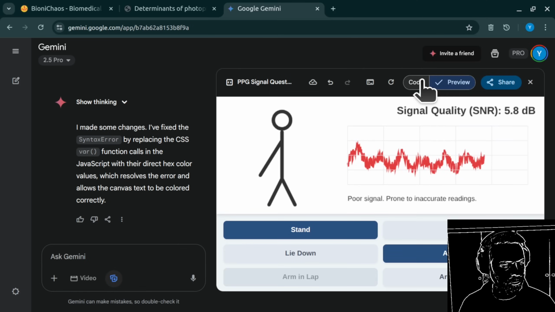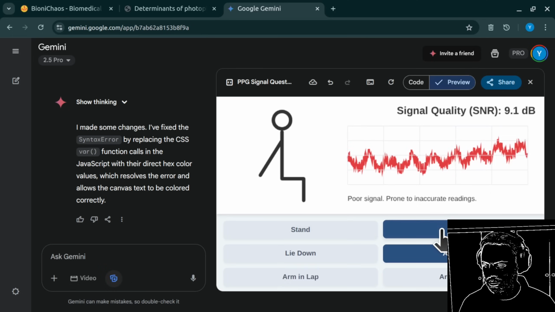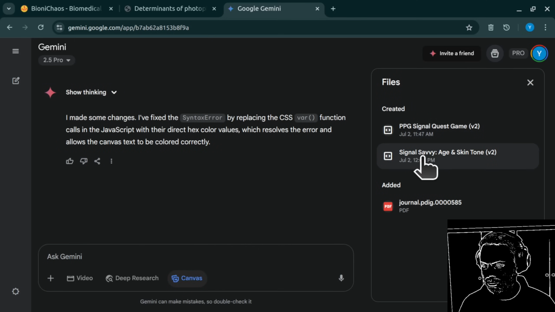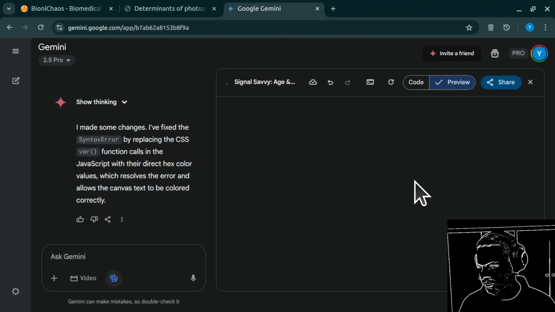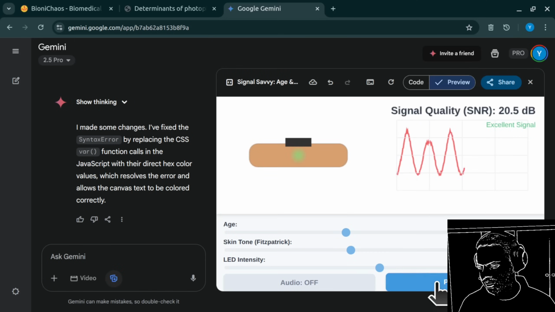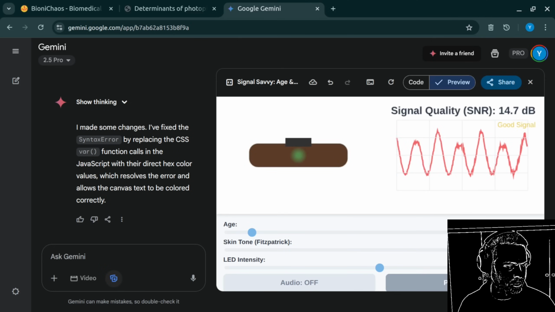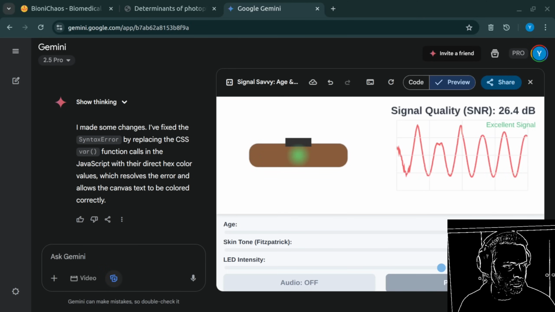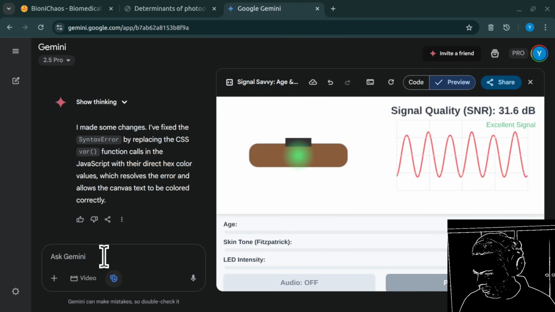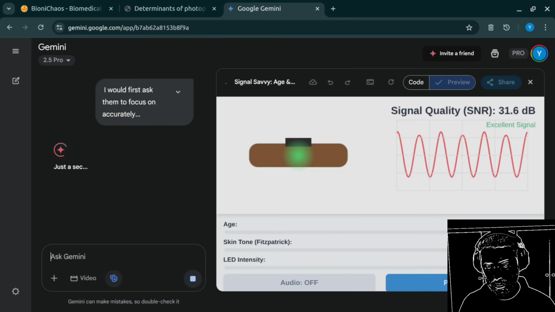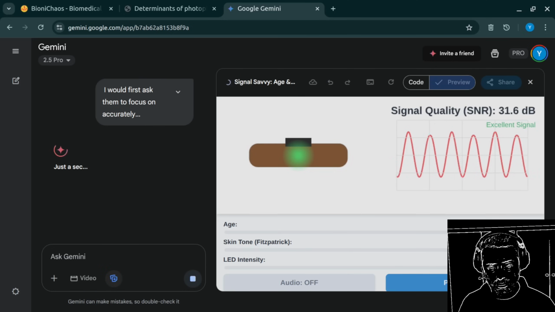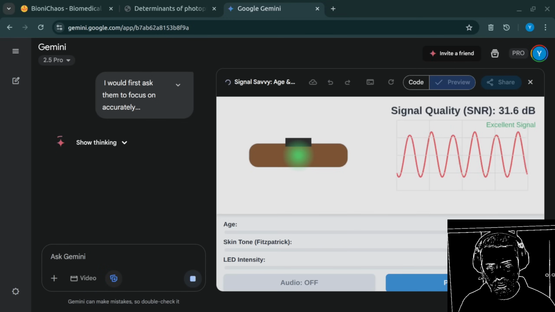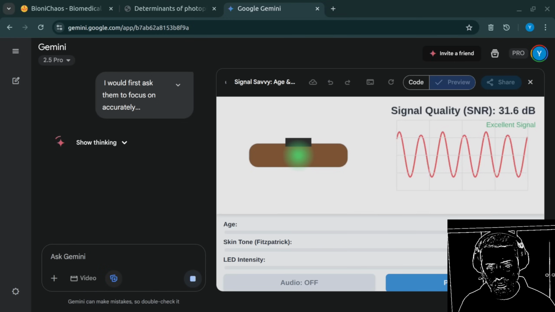Next, I would focus on incorporating the parameters identified in the paper as influencing signal quality, such as age, skin tone, and LED intensity. The developer should then implement the logic to modulate the PPG waveform based on these parameters, reflecting the relationships described in the research. Additionally, it would be crucial to incorporate mechanisms to simulate different signal quality levels, including potential noise or artifacts, as these are often discussed in studies on PPG signal quality. Finally, I would emphasize the need for accurate visualization of the simulated PPG waveform and the corresponding quality metrics, ensuring that the display clearly represents the simulated physiological conditions and signal quality.